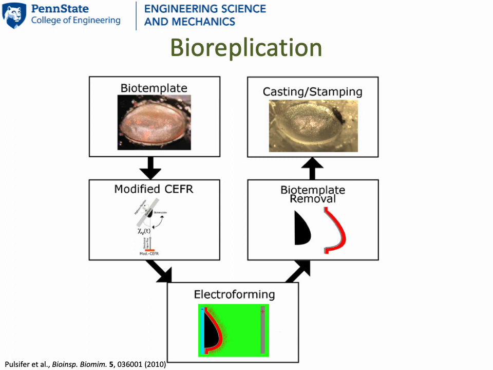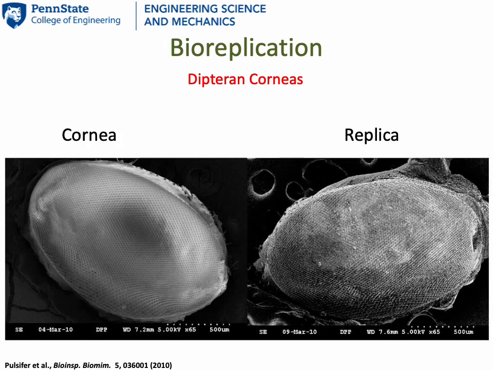We begin with a biotemplate. Deposit on it a columnar thin film comprising upright columns of nickel. Electroform that nickel columnar thin film to thicken it for mechanical sturdiness. Then we remove the biotemplate and we now have a die or a mold for stamping or casting. On the left you see a cornea of a blowfly. On the right is its bioreplicated copy made of PVDF, a polymer. Note how good is the replica.